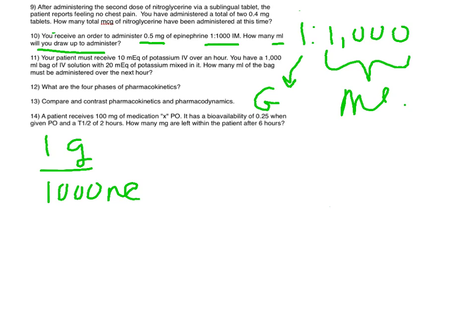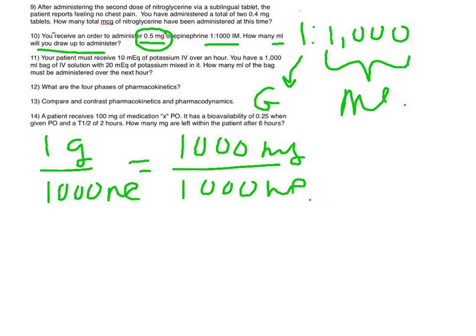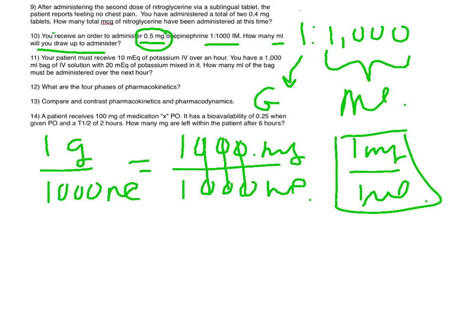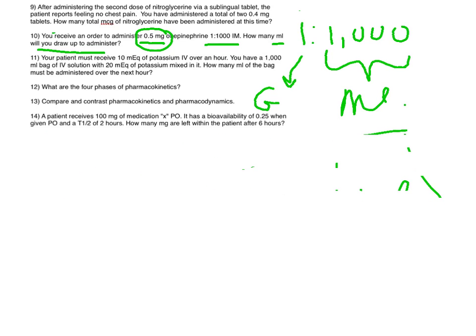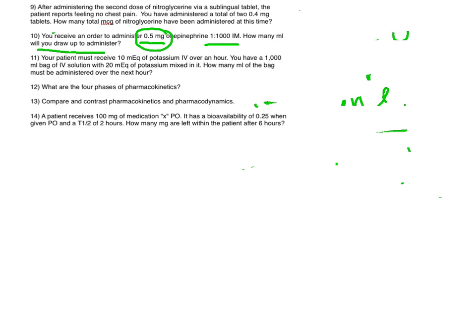But the question has my dose in milligrams, so I need to convert that to 1,000 milligrams in 1,000 milliliters, right? 1,000 milligrams is a gram. All the zeros cancel out, and that's 1 milligram per 1 milliliter. Okay, so that's my concentration. So now that I know what my concentration is, I've simplified it as much as I can in milligrams, I can go ahead and solve the problem with the have want.